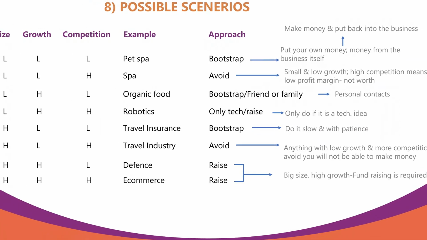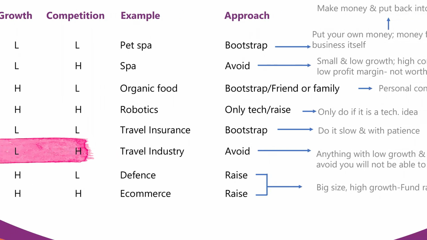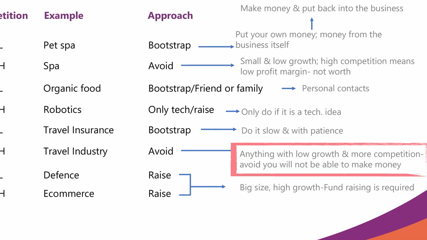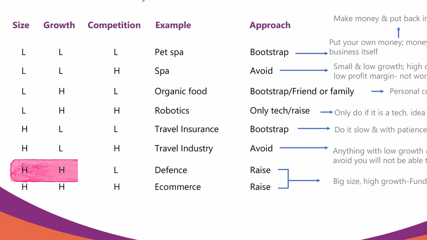The next one is size is high, growth is low, competition is high. In the starting itself, I had mentioned that any business with low growth and high competition, try to avoid it. Otherwise, it will cost a lot of money, and then you will not be able to see a lot of profit margin as well. Next one is size is high, growth is high, and the competition is low.